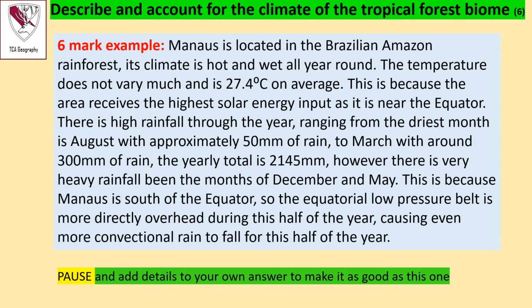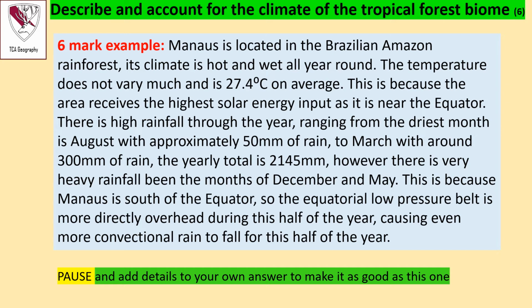This is what a 6-mark answer would look like. There's quite a lot there and it's very detailed. Let's have a look. Manaus is located in the Brazilian Amazon rainforest. Its climate is hot and wet all year round. Started pretty much the same. The temperature does not vary very much and is 27.4 degrees C on average.